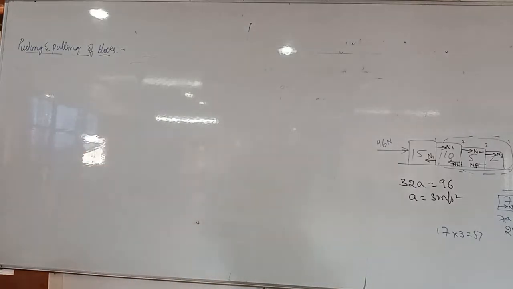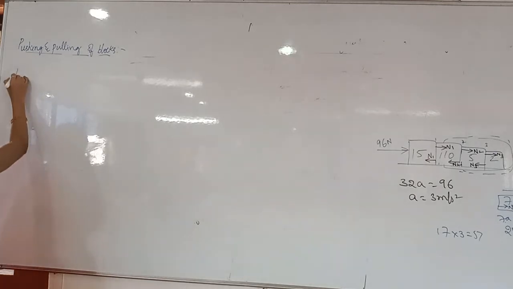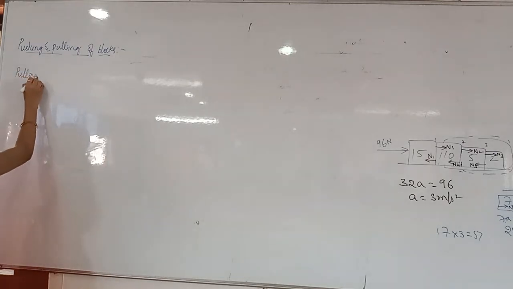See, whenever I want to pull an object, we are pulling nothing but applying the force towards us, otherwise towards the body. Towards us. I am pulling the block like this. Correct? So first of all, I will take the pulling case.